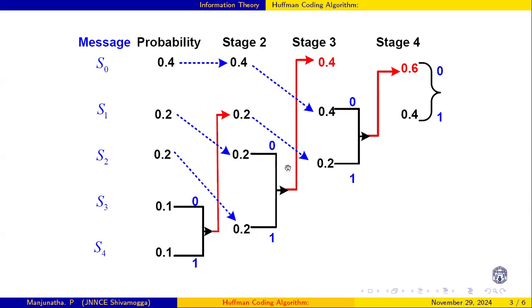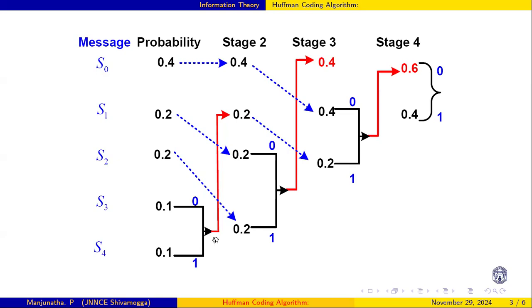Again, these two are coded with a 0 and 1. So this is 0 and 1. Next, 0.4 and 0.2: when we add these two, it is 0.6, and the code is 0, 1. The last step is that this 0.6 is assigned a 0 and 0.4 is assigned a 1. Very simple here.